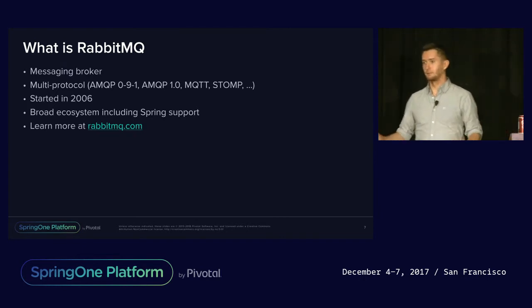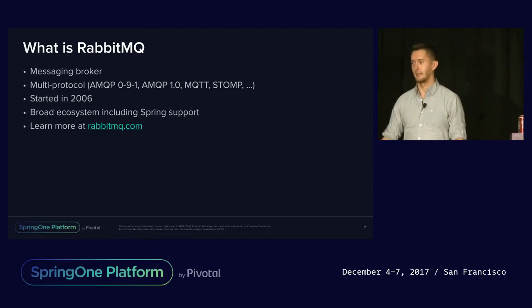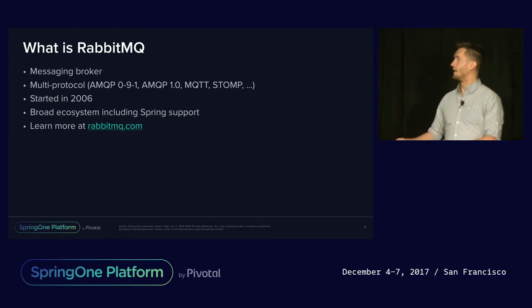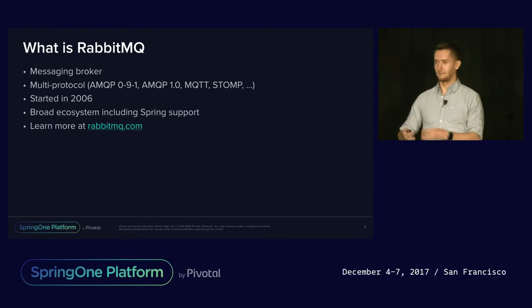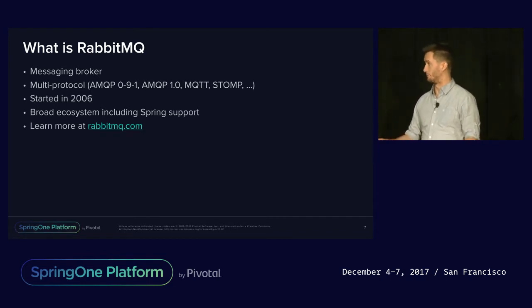It supports multiple protocols. It has been around for basically a decade, and as any project that has been around for a decade, it has some things that it gets right and some things that it doesn't get right. We will mostly focus on the latter part today. It has a fairly broad ecosystem, including Spring support, and you can learn more at rabbitmq.com.